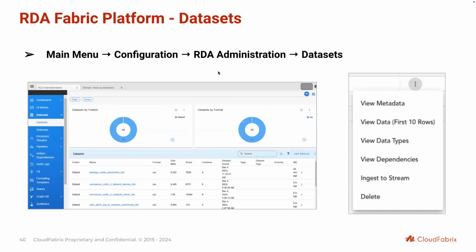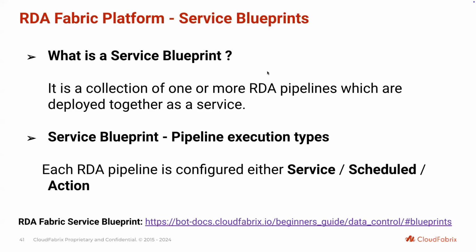These data sets can be visualized, and you can apply the filters if needed, and this data can be exported as CSV files. What is a service blueprint in the RDA Fabric platform? A service blueprint is a collection of one or more RDA pipelines which are deployed together as a service.